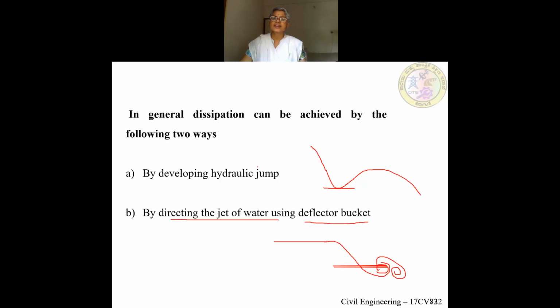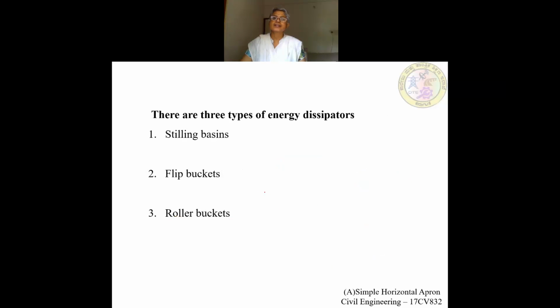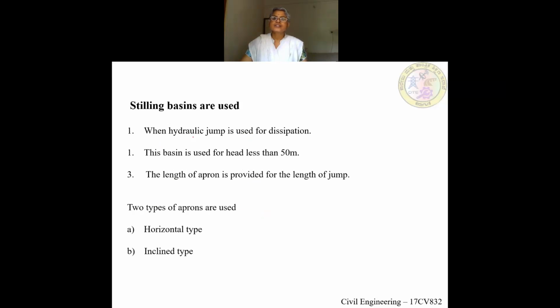There are two ways: by creating a hydraulic jump, or by directing the jet of water using a deflector bucket. There are three types of energy dissipators: the stilling basin, the flip bucket, and the roller bucket. We'll study them one by one in detail. The first one is the stilling basin. Stilling basins are used when a hydraulic jump is used for dissipation. The basin is used for a head less than 50 meters.